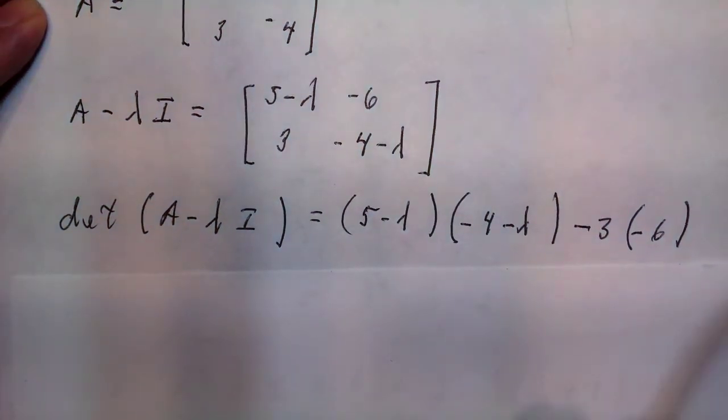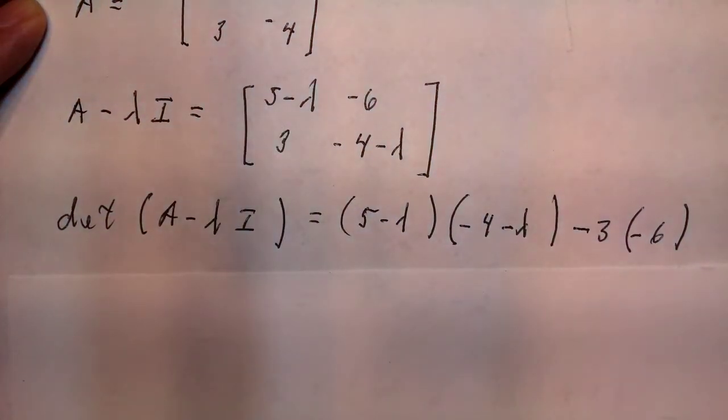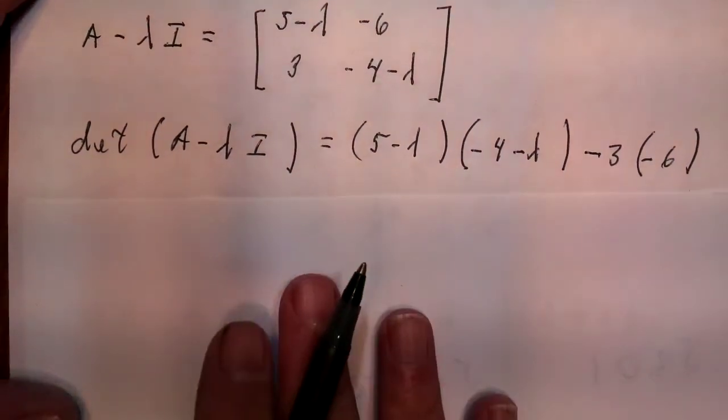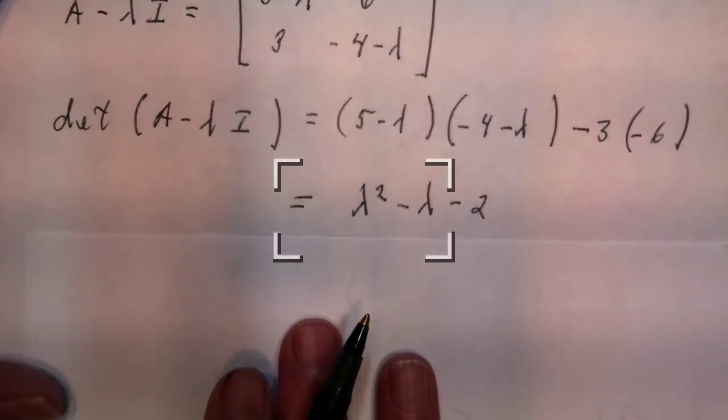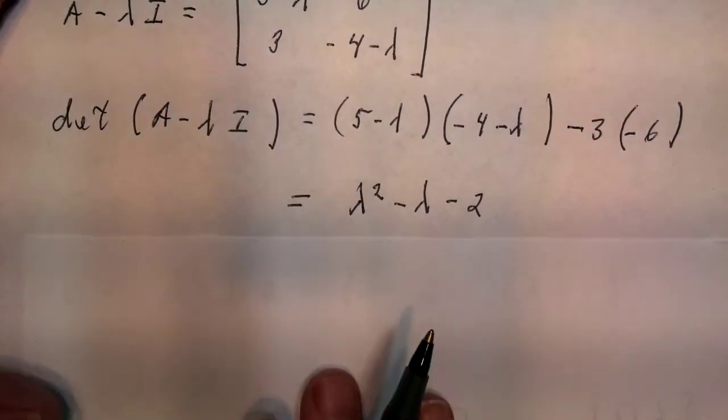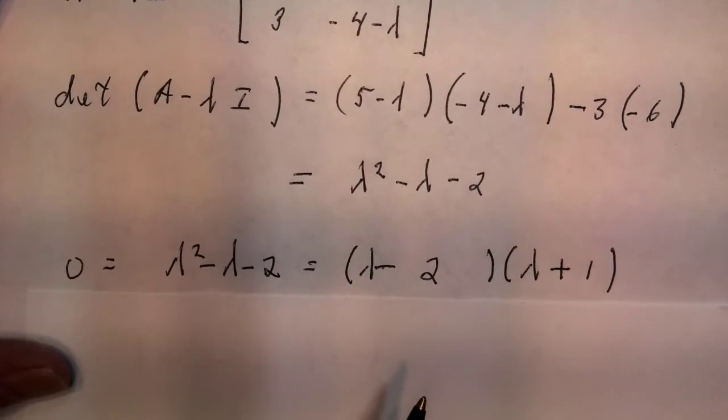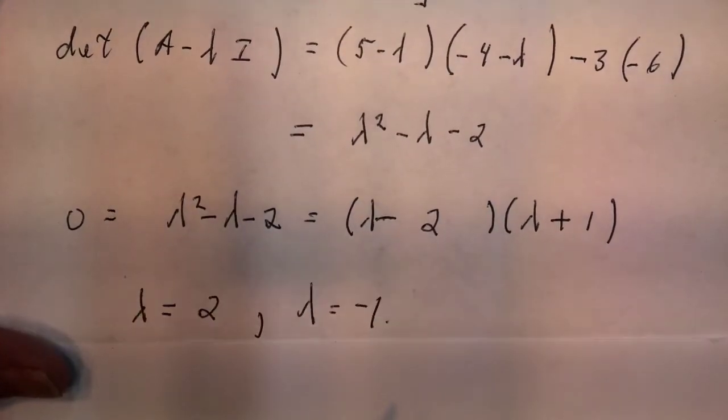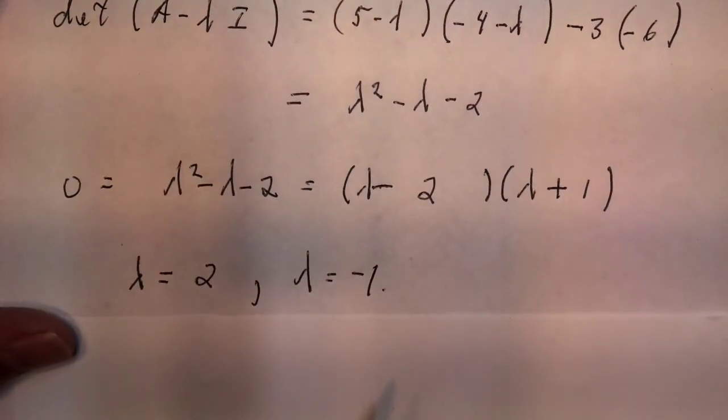Now here's one hitch. If our matrix A had been 3 by 3, the determinant calculation would be more involved. We might have to use cofactor expansion. If we simplify this, we get lambda squared minus lambda minus 2, and we want to determine when that is equal to 0. This factors easily. So the eigenvalues are lambda equals 2 and lambda equals negative 1.